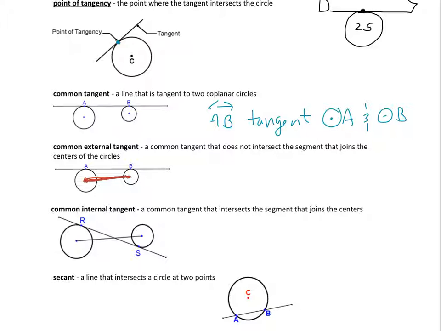If it does, so here's again this random segment, which really doesn't have a name, between the two centers. If it intersects that, then we call it a common internal tangent. External, outside of this segment. Internal, it would of course intersect this segment.